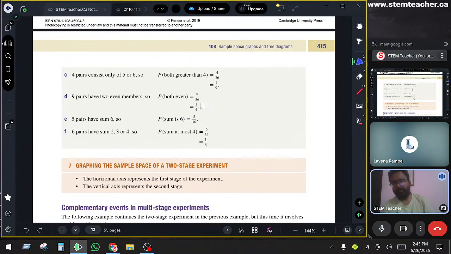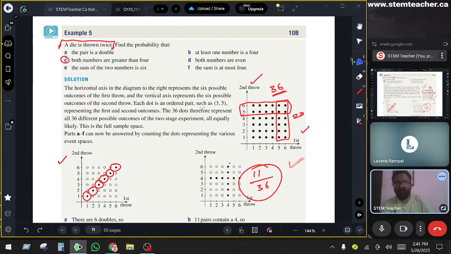Similarly, 9 pairs have two even numbers. Both numbers are even. When will it be even? What is the first throw? Either 2, 4, 6. Second throw, 2, 4, 6. So what are the common things? The common things are 1, 2, 3. So you will get a total of 9 only.